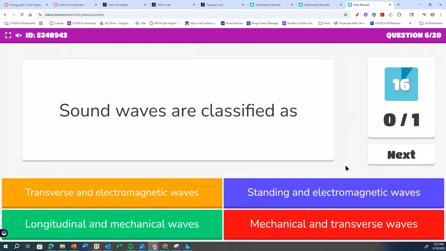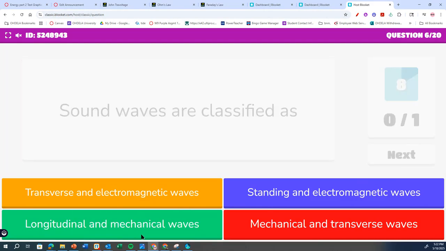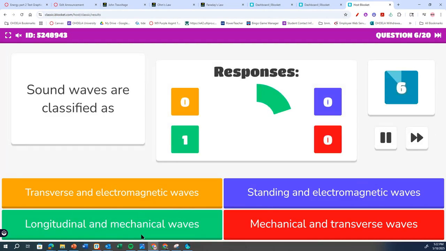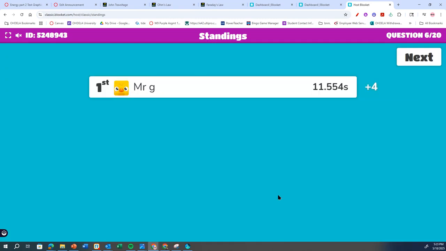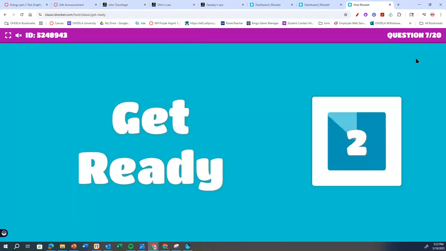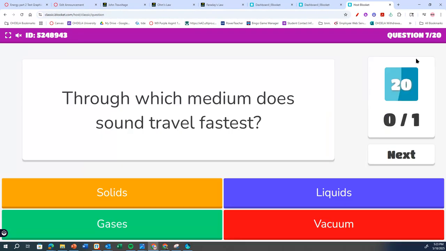Sound waves are classified as longitudinal or mechanical waves. Transverse waves are electromagnetic. Standing waves can also be electromagnetic. Did I get that one right?